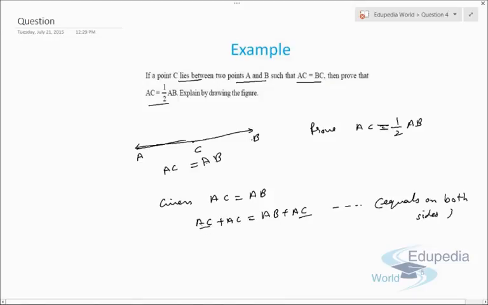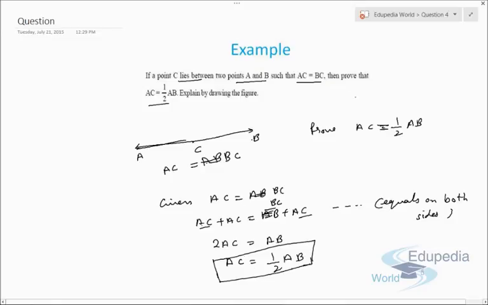Now what we get is AC plus AC is 2AC, and given to be equal to BC, we can write BC over here. Now BC plus AC will become AB. So AC can be written as half of AB.